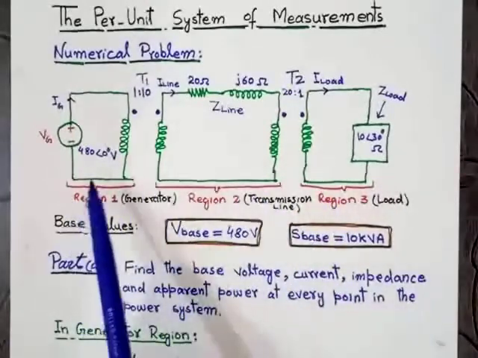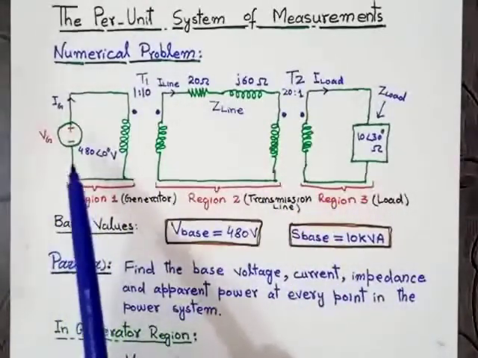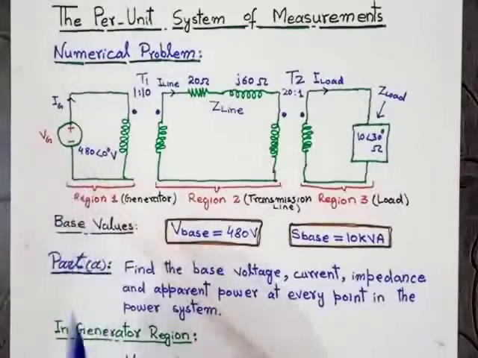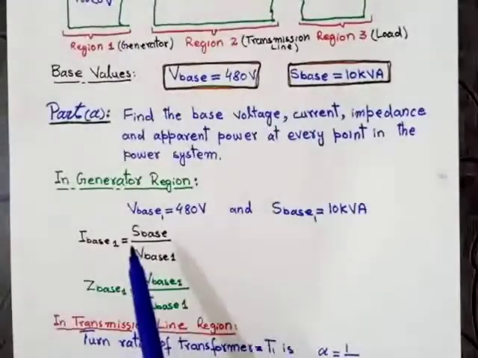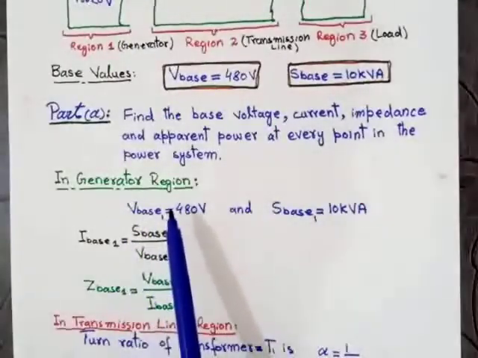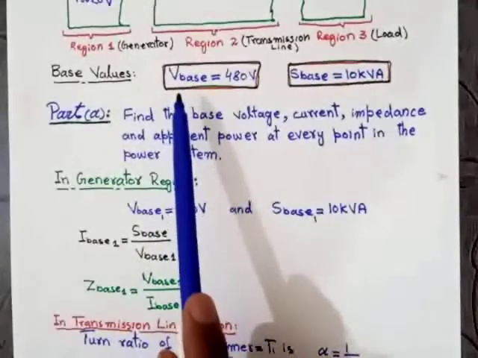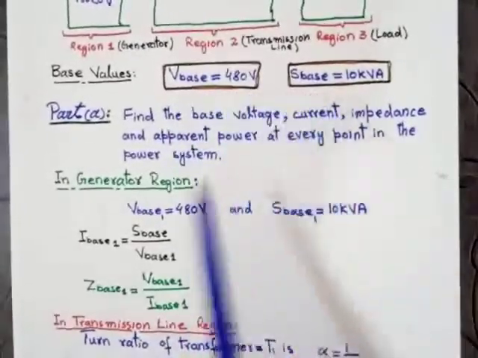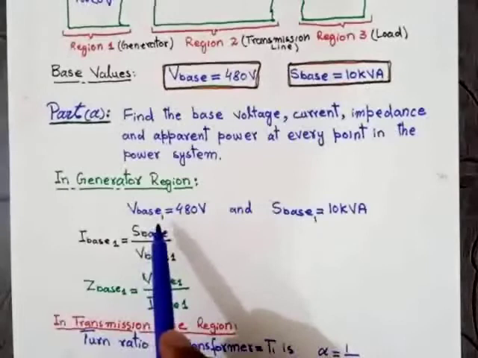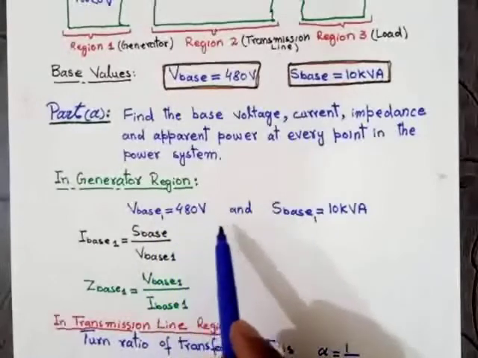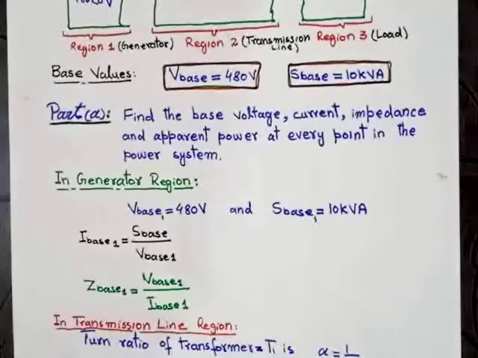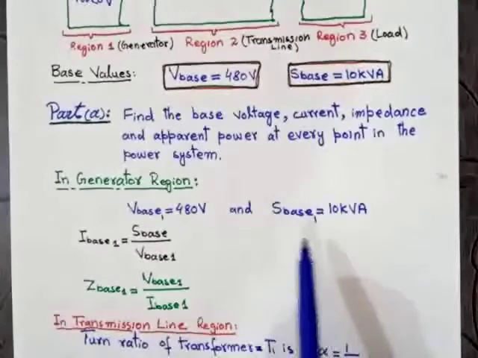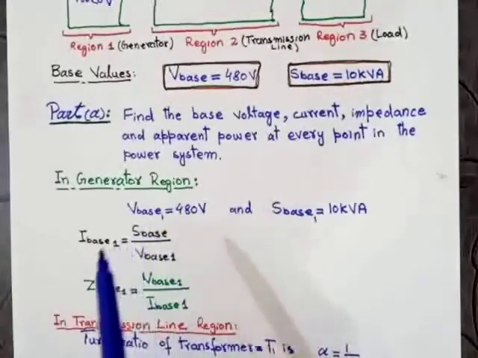So first of all we will find the base values at the generator region of the power system, in region number 1. In region number 1, the generator region, there are 2 base values which are already given in the numerical problem, that is V base and S base. So V base 1 in the generator side region is 480 volt, and the apparent power S base 1 is equal to 10 kVA. These values are given in the numerical problem.